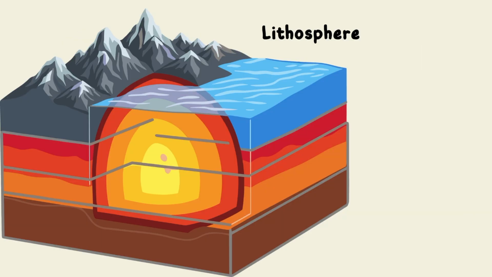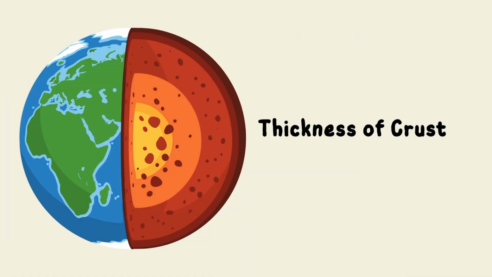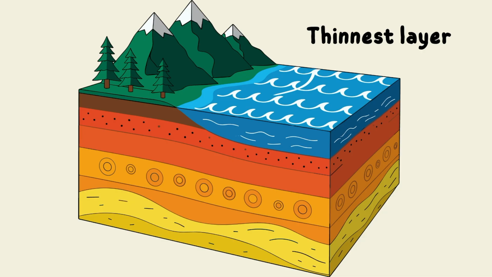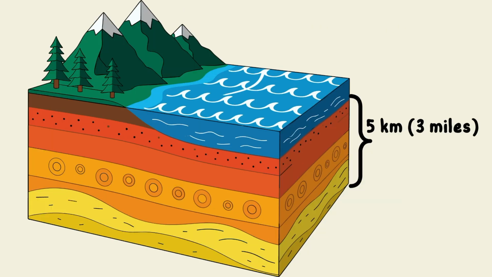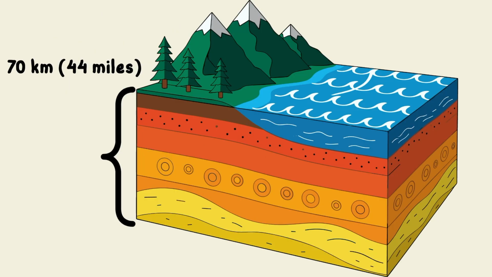This layer is also called the lithosphere. The word lithos means rock, as it is made up of different rocks. So it is called lithosphere. Next, let us see the thickness of the crust. It is the thinnest layer, ranging from about 5 kilometers, that is 3 miles, under the oceans, to 70 kilometers, that is 44 miles, under large mountain ranges.